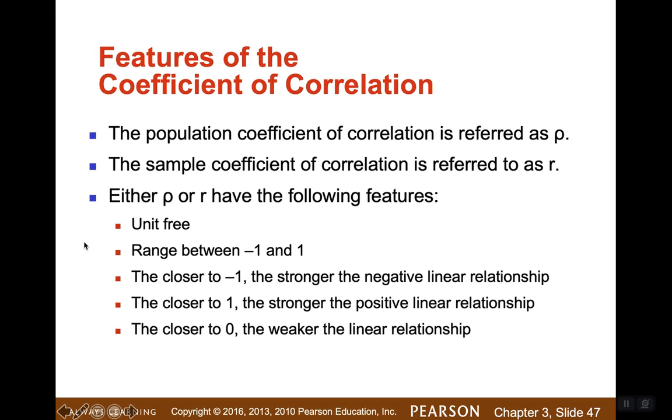Unit free, the numbers will range between -1 and 1. So -1, 0 to 1. The closer to -1, the stronger the negative linear relationship. The closer to 1, the stronger the positive linear relationship. And the closer to 0, the weaker the linear relationship. Each of these numbers we calculate gives us an indication of the strength of these relationships.